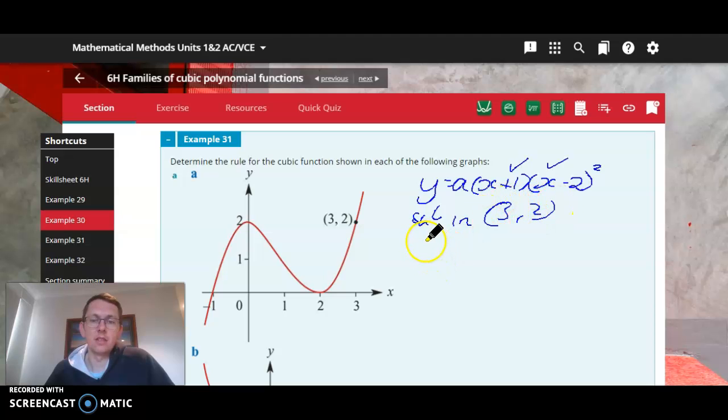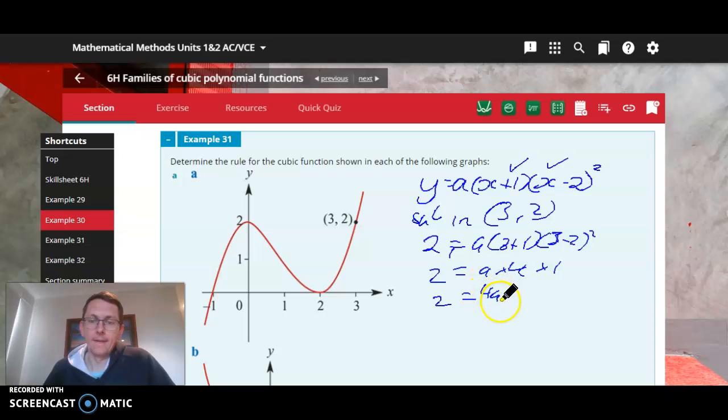So I'm literally just going to substitute in y equals 2. Whoops, that should be equals. What do we got? a. Then we've got x is 3, so it's 3 plus 1 and 3 minus 2 all squared. Don't forget BIDMAS, that's going to be 4, that's going to be 1. 3 minus 2 is 1, yep. Okay, and that's going to be a, and that's all positive, yep. So 2 equals 4a. Therefore, a will equal a half.